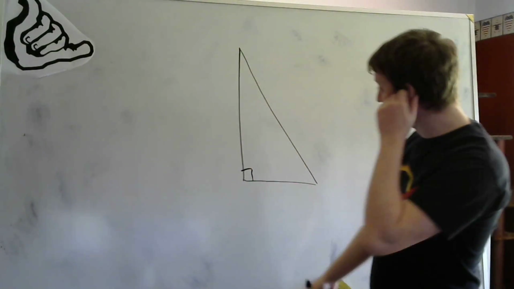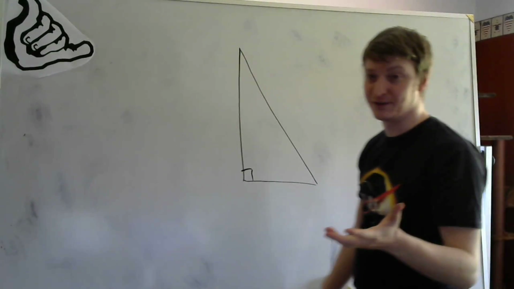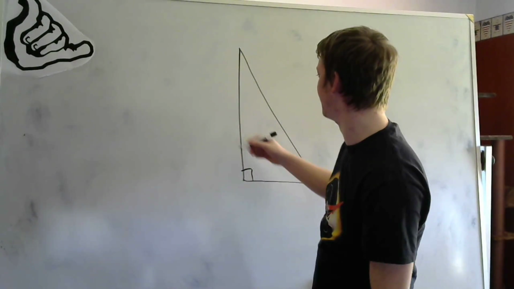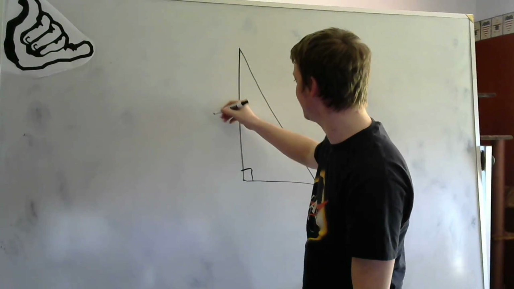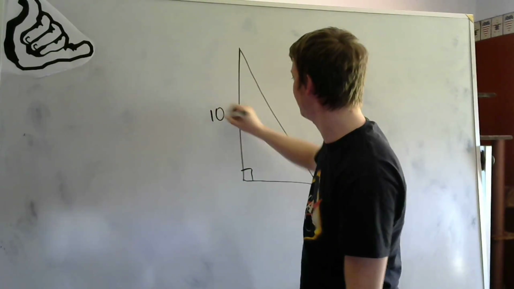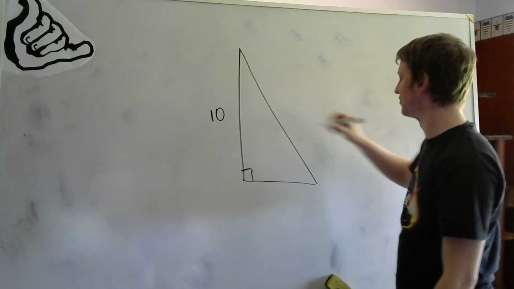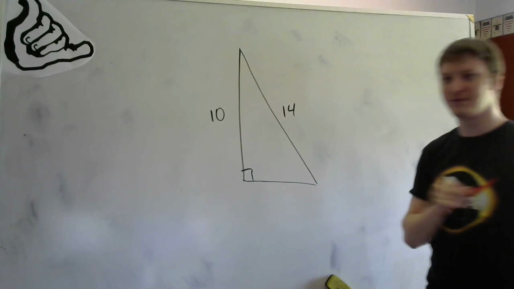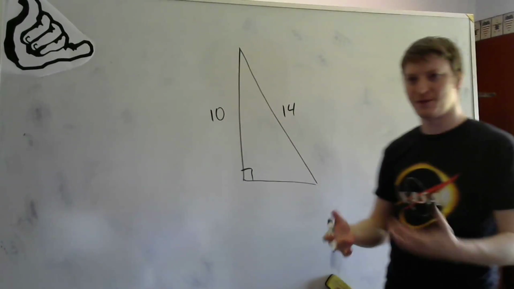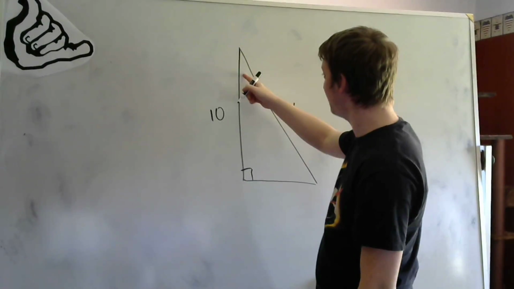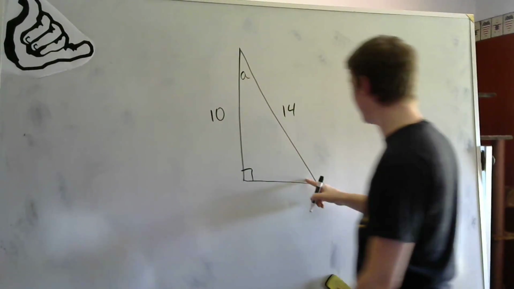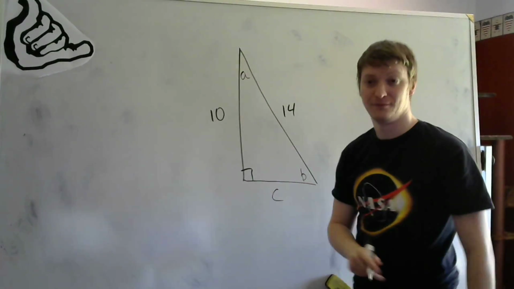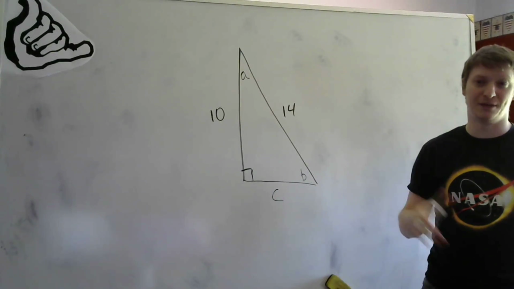Let's say that I give you 2 sides to this triangle. I'm going to give you this side over here. Let's say that this is 10. And I'll give you the hypotenuse as well. Let's make this 14. These are the 2 things that I've given you now. And that means I want 3 other things. I need the angle up here, let's call it A. I need the angle down here, let's call it B. And I need the side down here, let's call it C. These are the 3 missing pieces in the triangle.